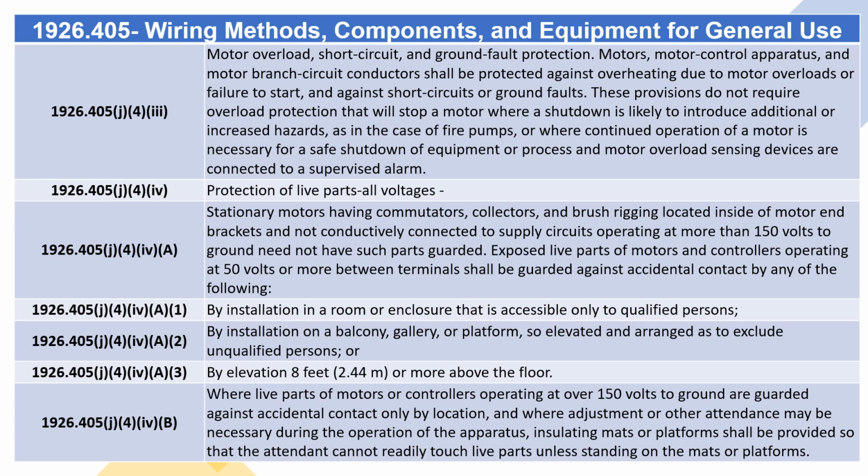Where live parts of motors or controllers operating at over 150 volts to ground are guarded against accidental contact only by location, and where adjustment or other attendance may be necessary during the operation of the apparatus, insulating mats or platforms shall be provided so that the attendant cannot readily touch live parts unless standing on the mats or platforms.